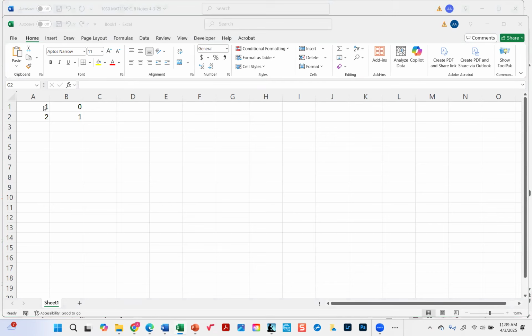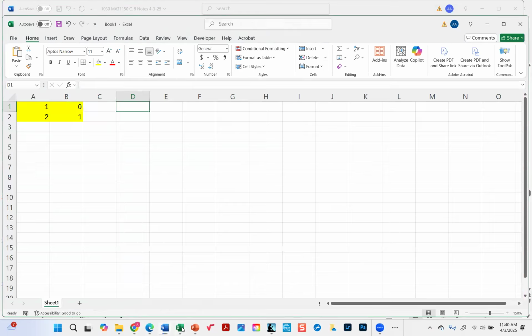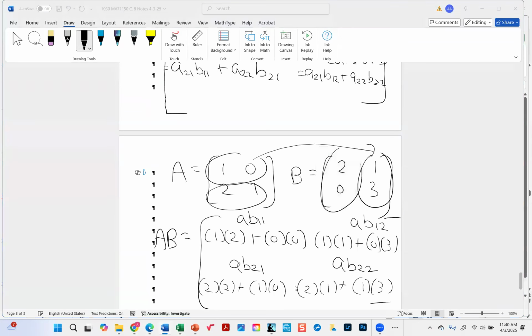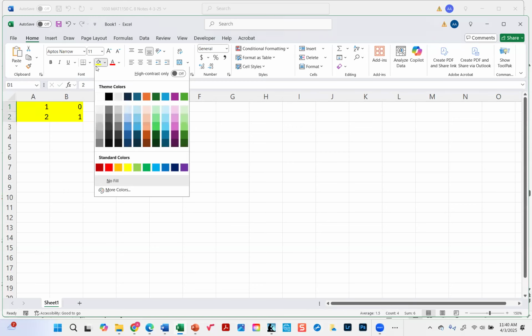Okay. All right. Anyway, so this is A. Just to make sure it's clear, I'm going to highlight that. And then for B, to make sure I didn't make a mistake, 1021. Good. B, 2103. And let's say I'll make this one green. I want it to be clear that these are matrices. That's why I'm doing this.